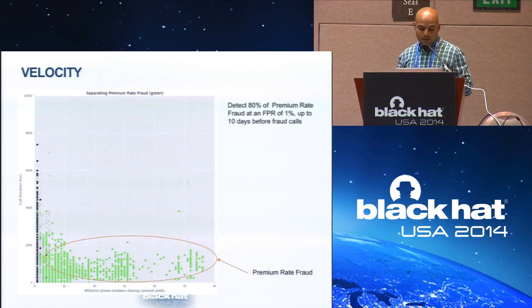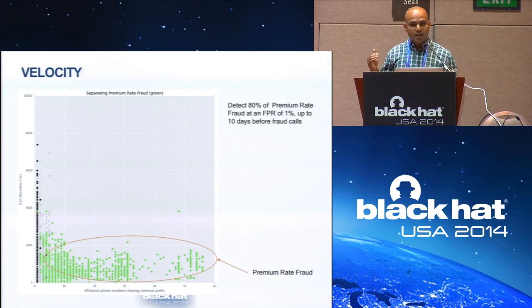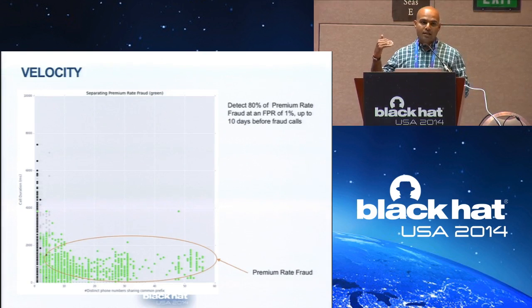So let's look at velocity. Remember the premium rate fraud we talked about, the traffic pumping fraud, where fraudsters create fake premium numbers and pump traffic to them? Those can very well be detected by velocity features. In particular, one of the things that fraudsters do when they implement premium rate fraud is try to find valid customers of a telco so that they can claim to be valid customers. They spoof numbers for valid customers.